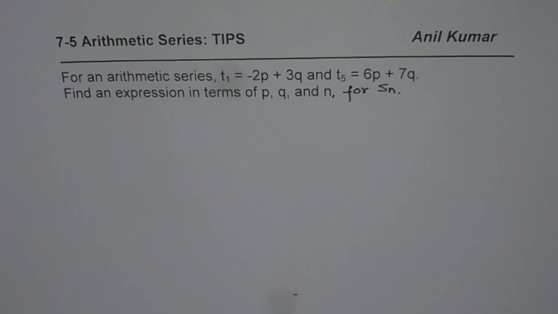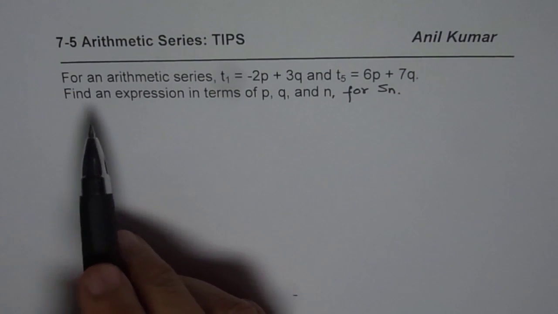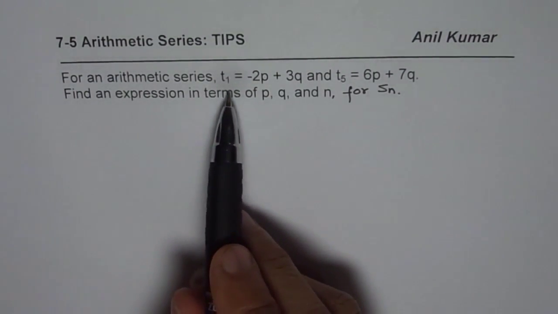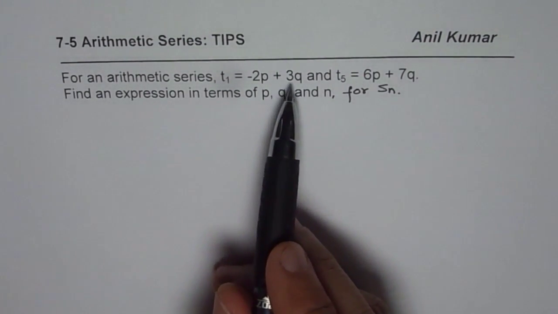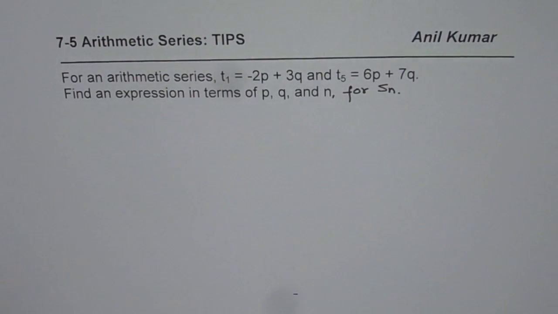I'm Anil Kumar, and here is another thinking question on arithmetic series. For an arithmetic series, t1 equals minus 2p plus 3q and t5 equals 6p plus 7q. Find an expression in terms of p, q and n for Sn.